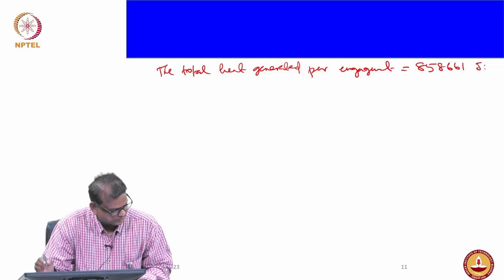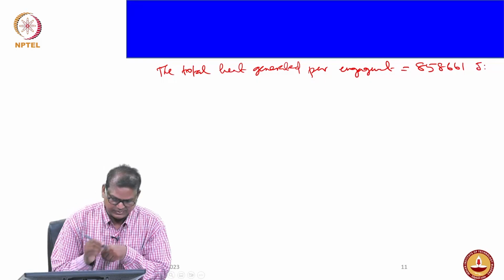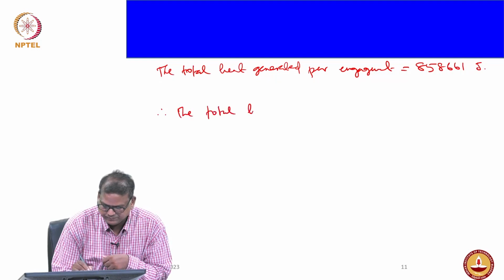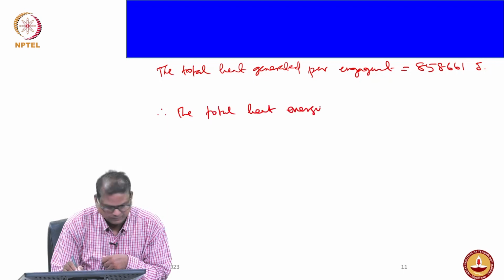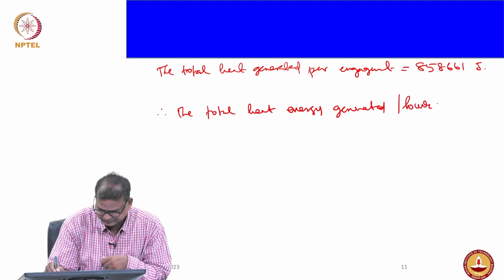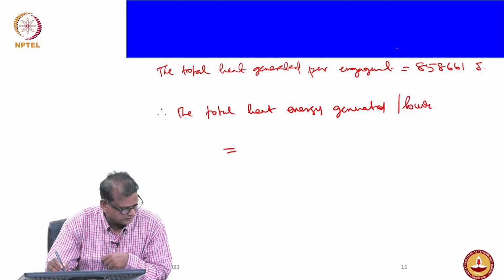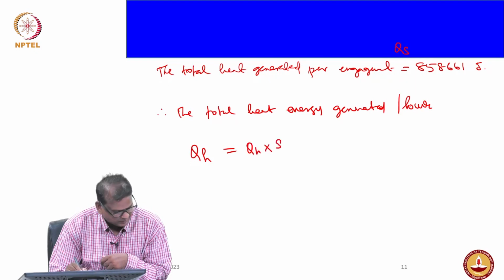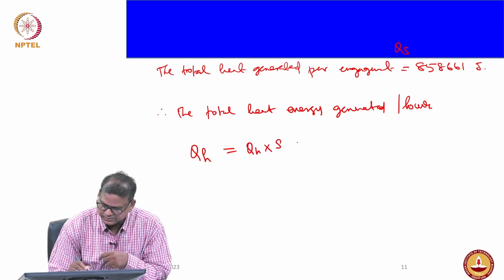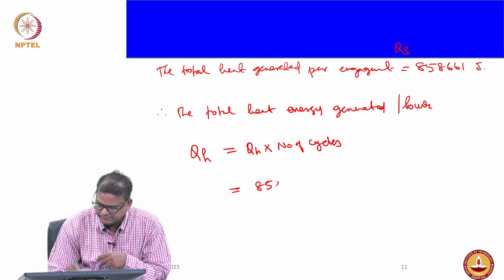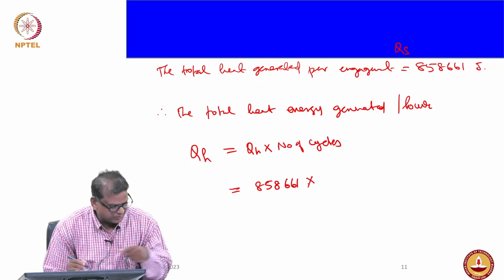It is 8,058,661 joules. But we want to know the total heat energy generated per hour. This should be QS, right? This is QS. We want QH, which is QS into the number of cycles. So what is given in the problem?